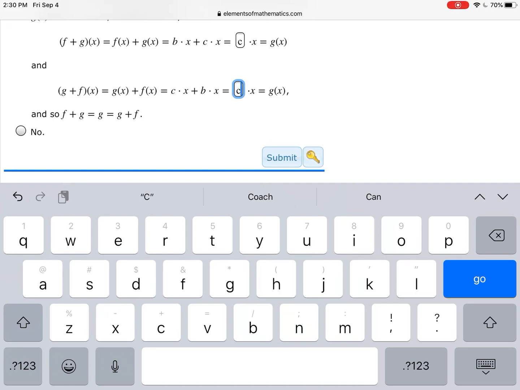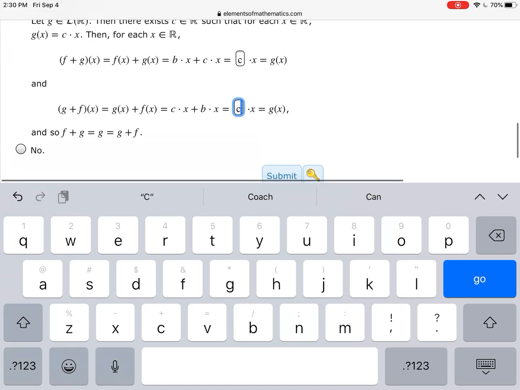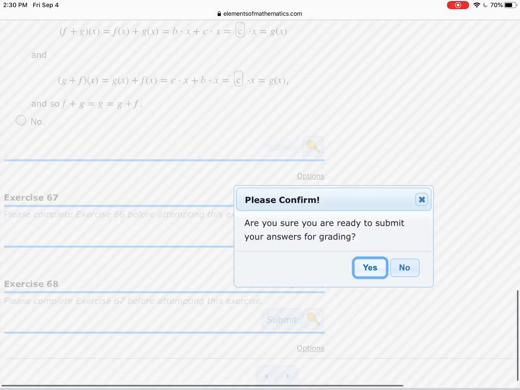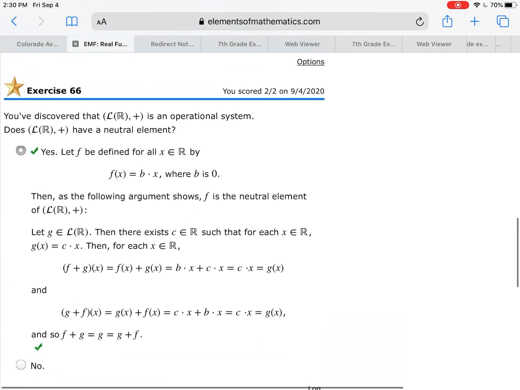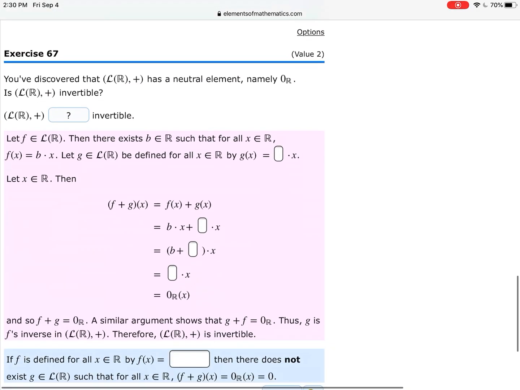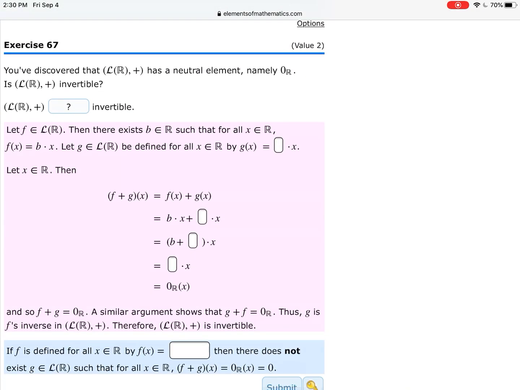And so f plus g is going to be equal to g plus f, because when it's 0, it's going to make a nice neutral element there. So again, I got my gold star. Good for me. Let's move on to exercise 67.